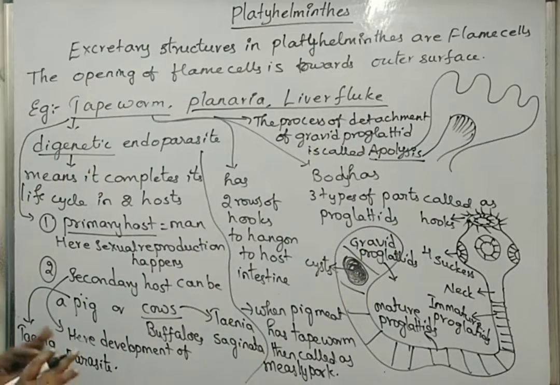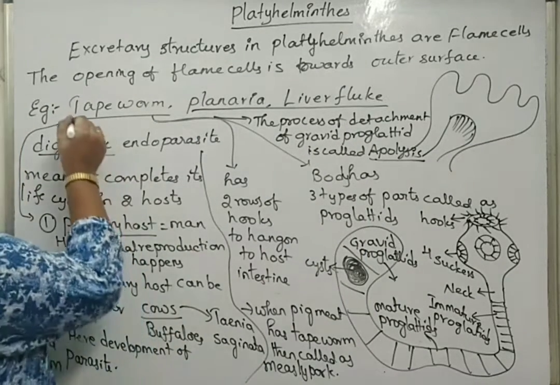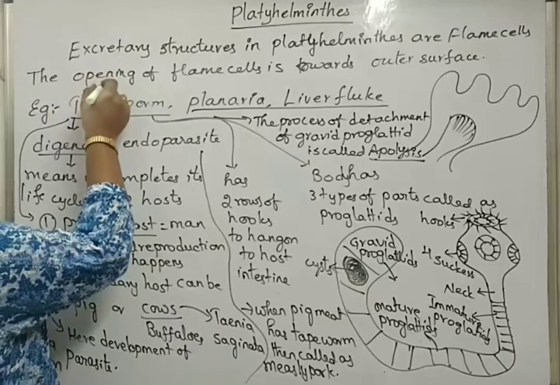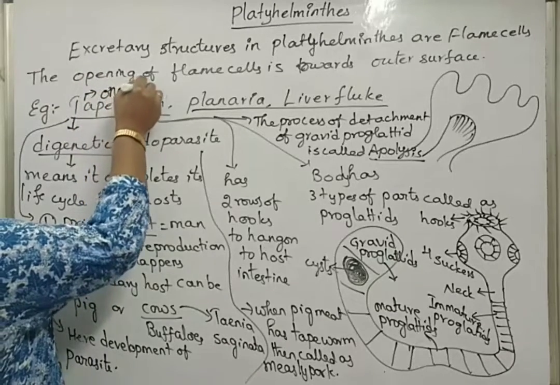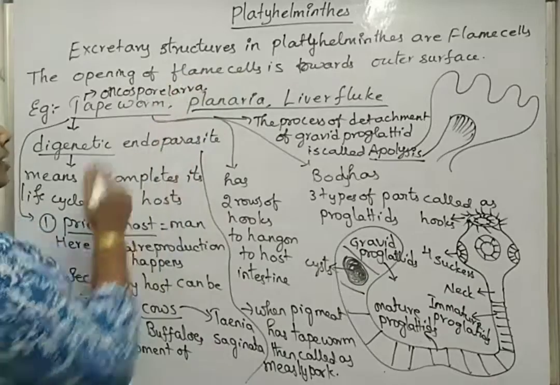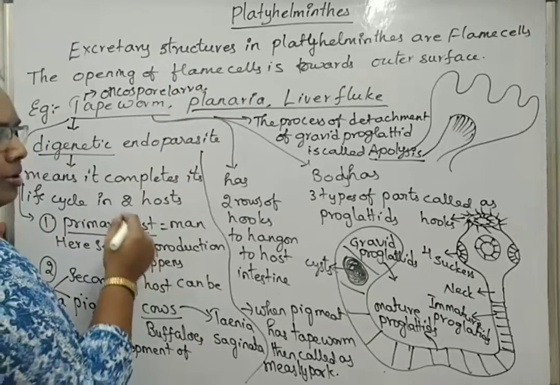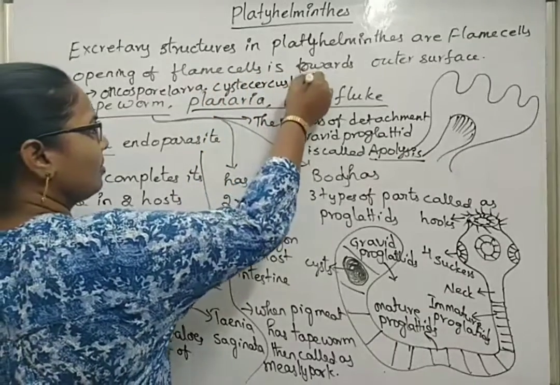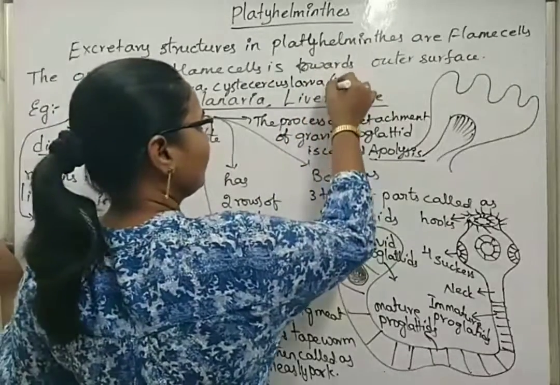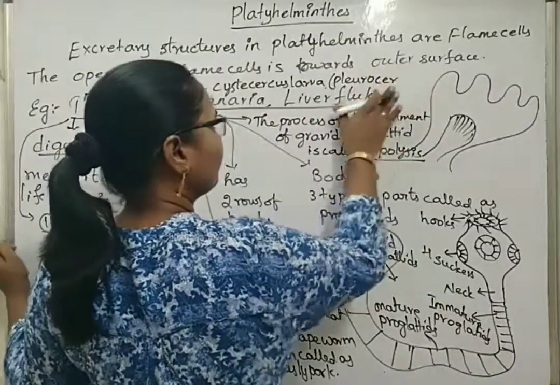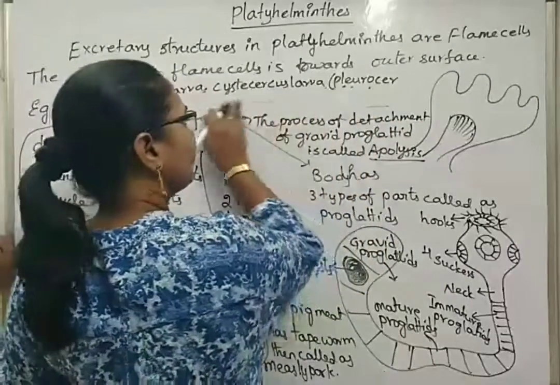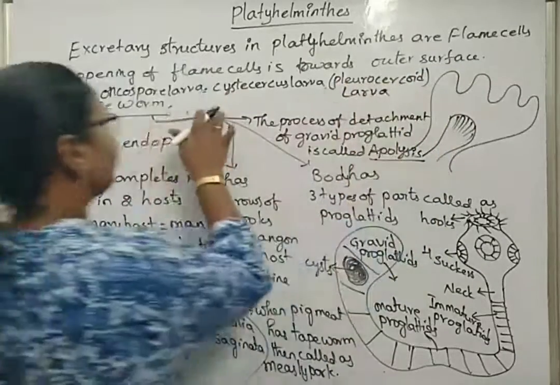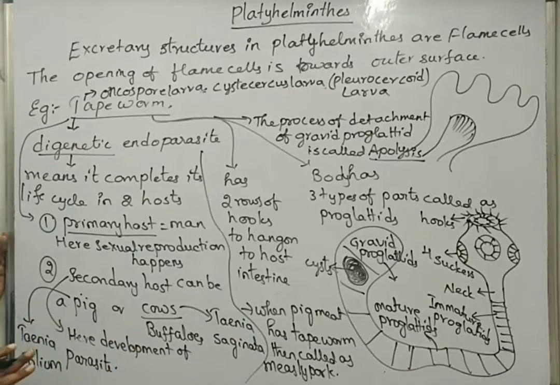So these are some important points regarding tapeworm. We did not mention the larval forms: in tapeworm, they are the oncospore larva, and next the cysticercus larva or plerocercoid larva. So these are a few points regarding the tapeworm.